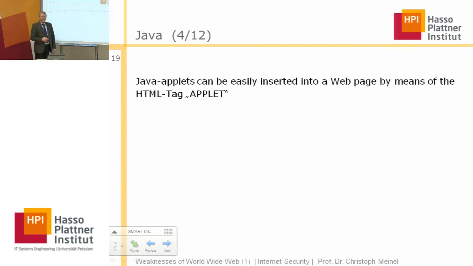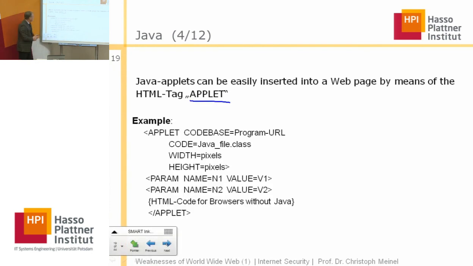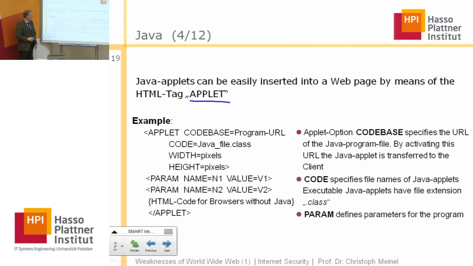Java applets can be very easily integrated into web pages. This can be done by the HTML tag applet. Here is an example: an applet with code base, code, width, height, then parameter. And there is a meaning to each of these.